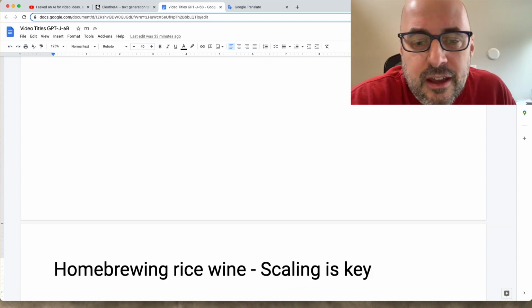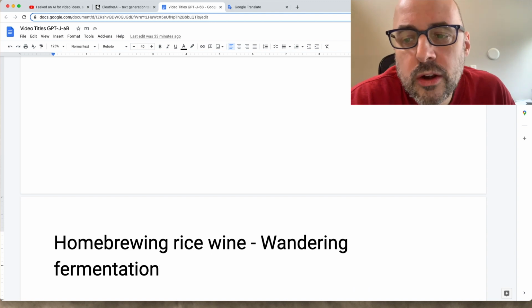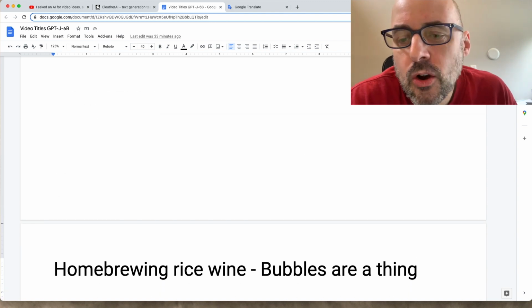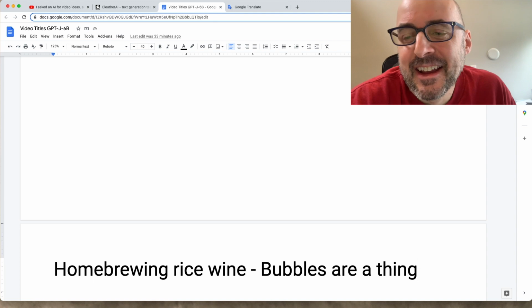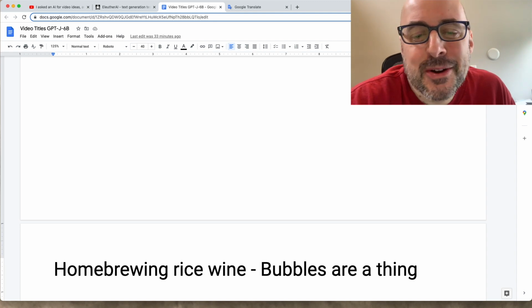Scaling is key. Homebrewing rice wine, wandering fermentation. Homebrewing rice wine, bubbles are a thing. Okay, I like that one. Bubbles are a thing.